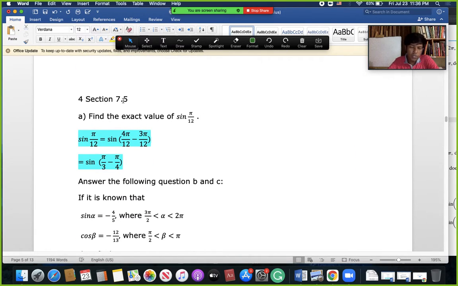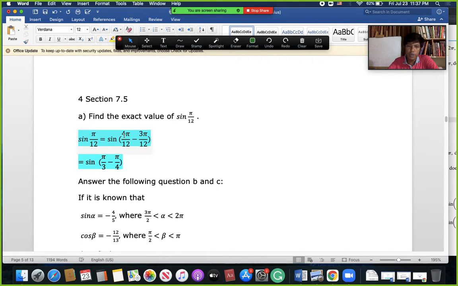This question number 4 is from section 7.5. Find the exact value of this. So when we have pi by 12 or this kind of thing, first of all we try to break it down into two parts. Then we can use the formula sin alpha plus beta, cos alpha plus beta, or alpha minus beta, or tan formula, whichever fits here. We use that formula here.